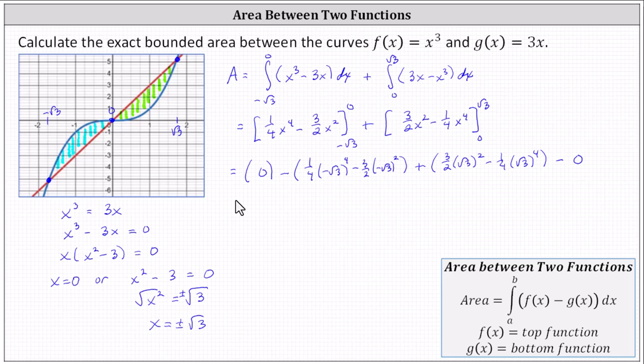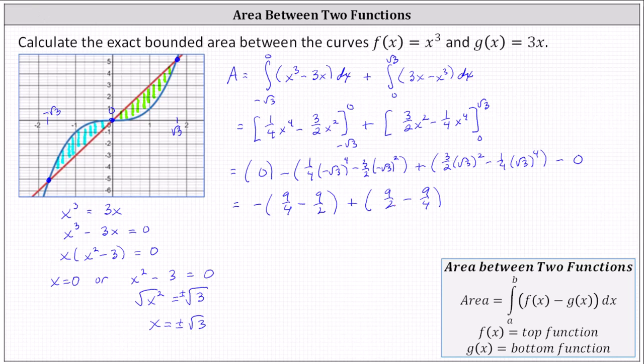And now we simplify. We have the opposite of the fourth power of negative square root 3, which is equal to 9, giving us 1/4 times 9, or 9/4. And then minus the square of negative square root 3 is 3, and 3/2 times 3 is 9/2, giving us minus 9/2. Now we have plus the square of square root 3 is 3, and 3 halves times 3 is 9 halves. And then minus the fourth power of square root 3 is equal to 9, and 1/4 times 9 is 9/4, giving us minus 9/4. And we can leave off the minus 0.